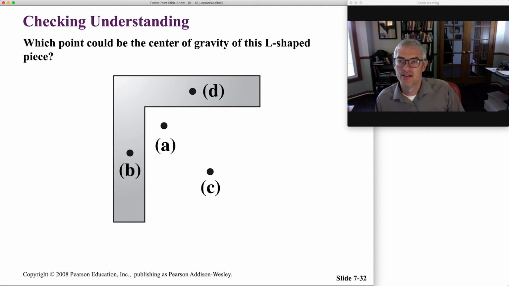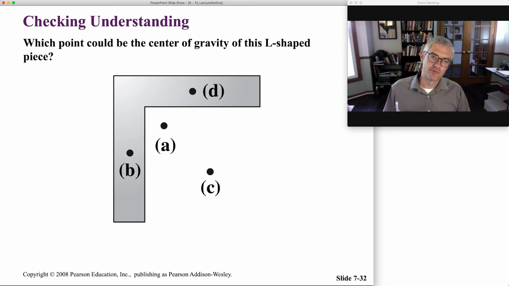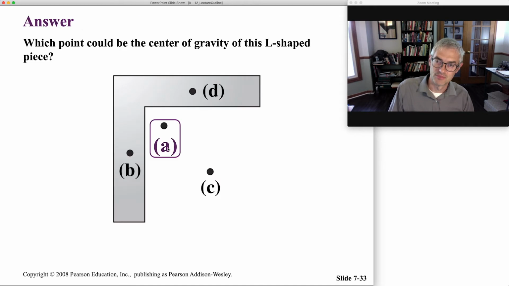Now here's a checking understanding one. So what you want to do, in just a second, pause it, read the question, and then try to answer it. So pause, unpause, and the answer is going to be A in this case.